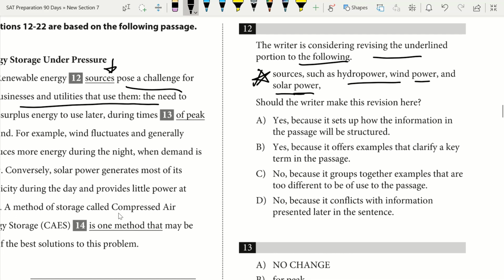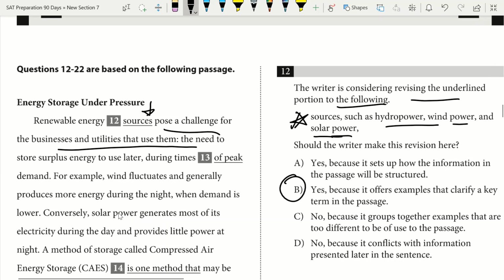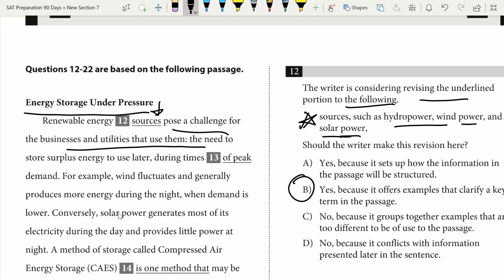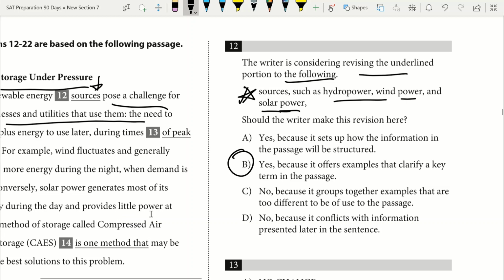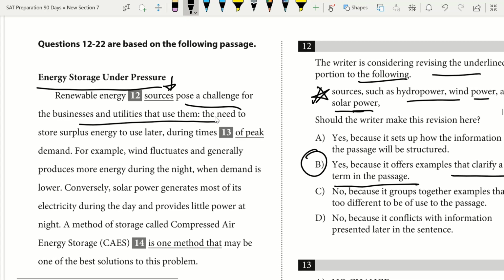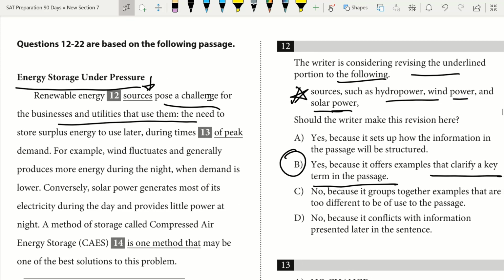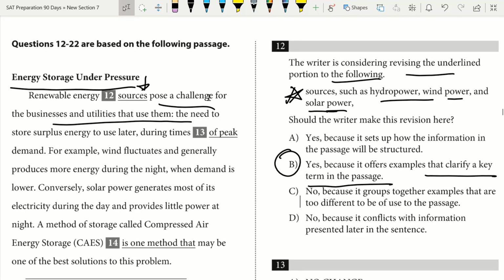All right, so should we make this revision here? Yes. Why? Because it's offering examples that are clarifying a key term in the passage. I read up top in my title that we have energy storage under pressure, so I'm going to be talking about energy storage. Here we talk about renewable energy sources. Some people might not know what those are, so we want to clarify them, especially since it's going to be a key term in the passage. Now, if I read on and find that it has nothing to do with the passage, then I would go back and switch that, and B would not be my answer. But in this case, it's more than likely going to be talking about renewable energy sources since, A, that's my topic sentence, and B, it's in my title. So 12 is going to be answer choice B.